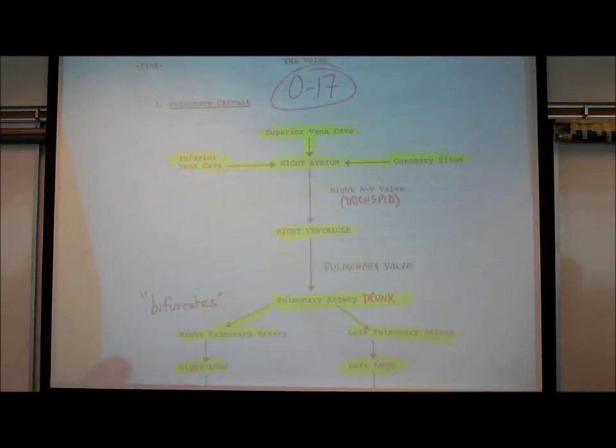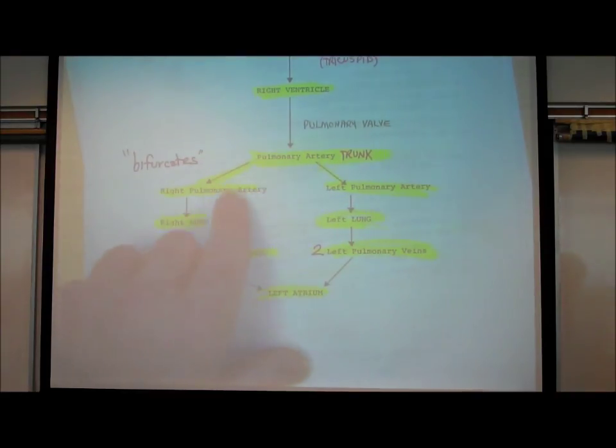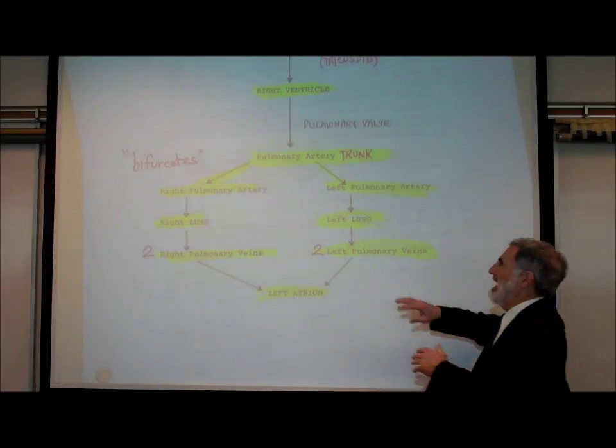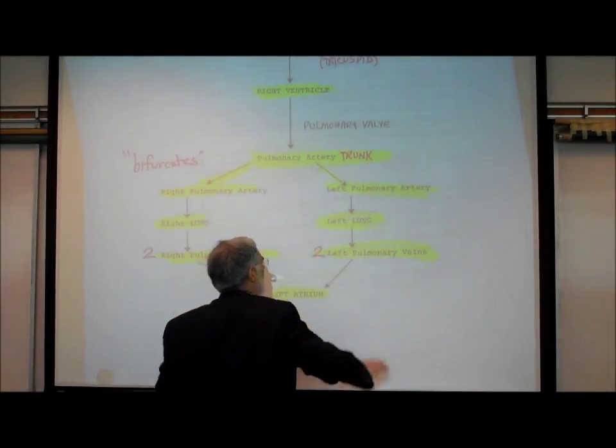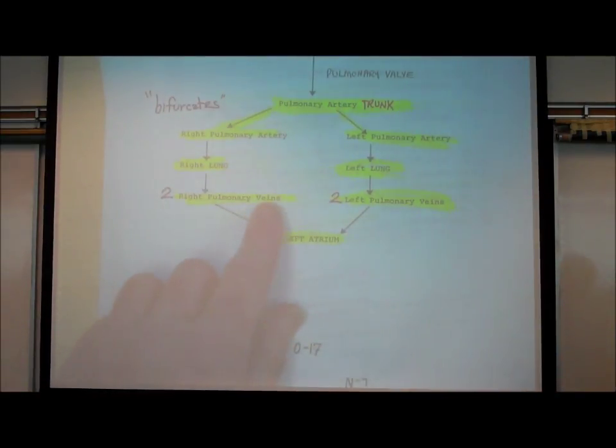Let's go back to 017. On 017, the blood's going to go from the pulmonary artery trunk. It'll bifurcate, forming a right pulmonary artery and a left pulmonary artery, that will carry the blood to the right and left lungs. The blood becomes oxygenated, and it flows back through 2 right pulmonary veins from the right lung and 2 left pulmonary veins from the left lung. And these 4 pulmonary veins bring oxygenated blood to the left atrium.